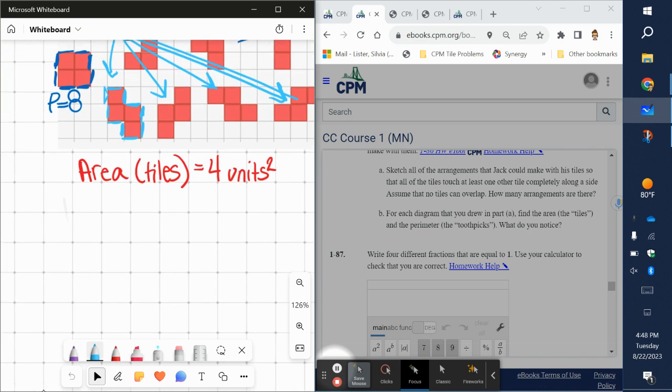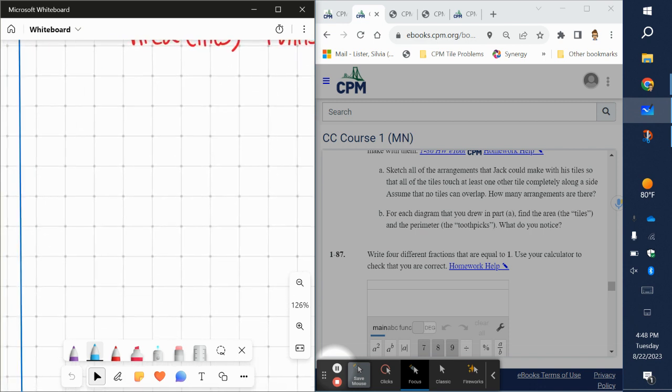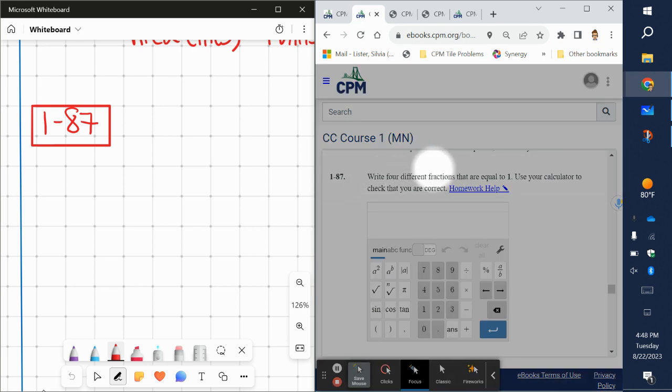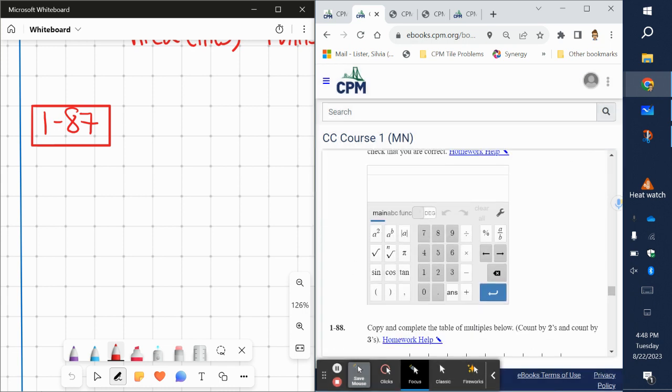Let's do 187. Write 4 different fractions that are equal to 1. Use your calculator to check that you are correct. Now, what's nifty here is they give you a calculator. It'd be great if you had one for class, but that's okay if you don't.